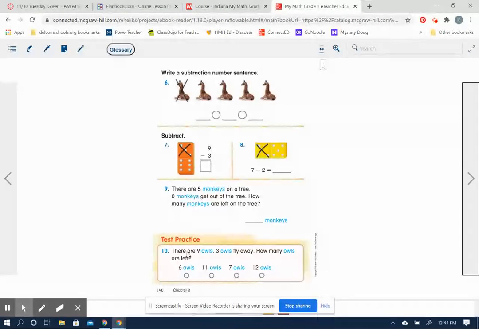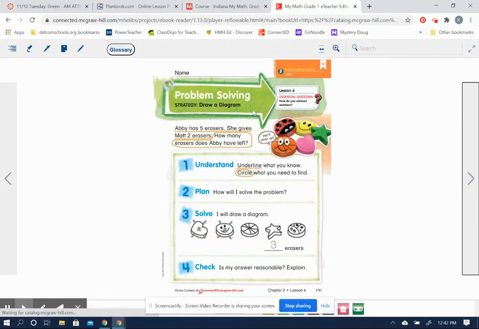And number 10, there are 9 owls. 3 owls fly away. How many owls are left? Do you think there's 6 owls left, 11 owls left, 7 owls left, or 12 owls left after 3 of them fly away? Color in the circle. Okay, I'm going to go ahead and go right on to our next page. If you haven't yet, please put your name at the top of that one.